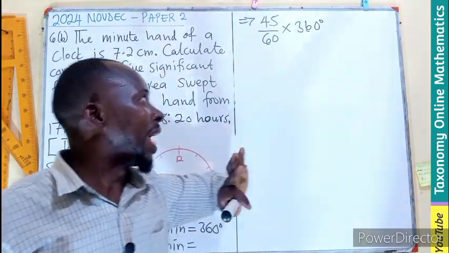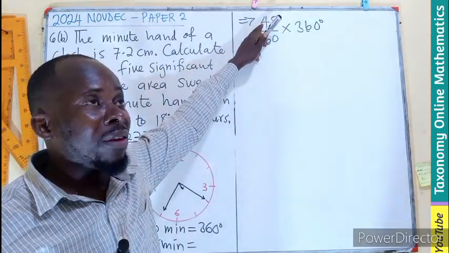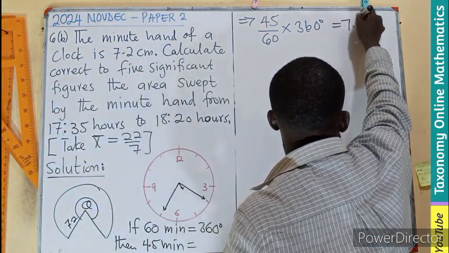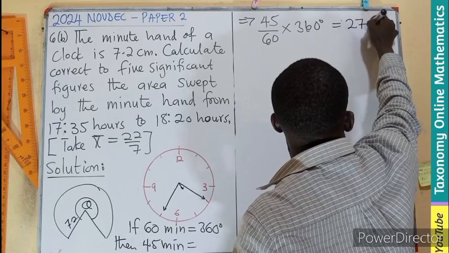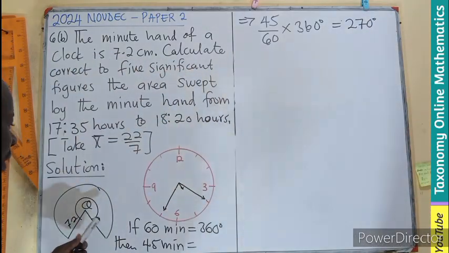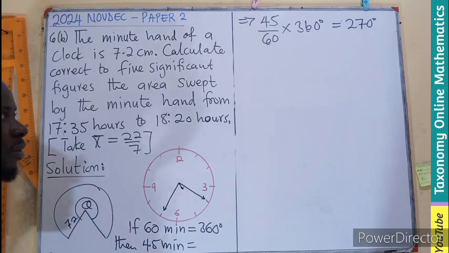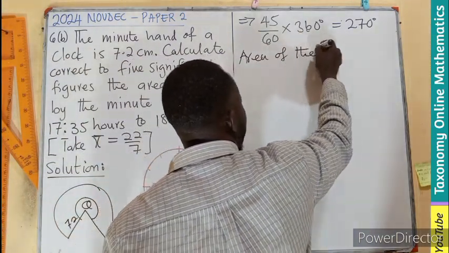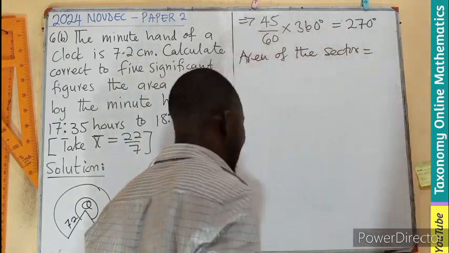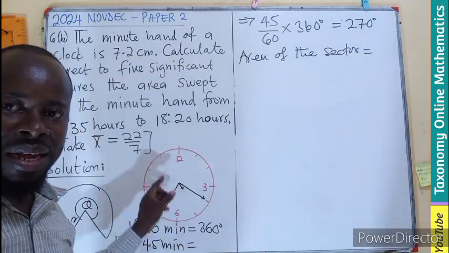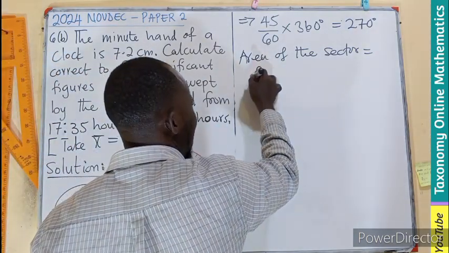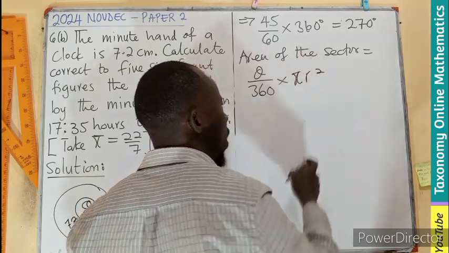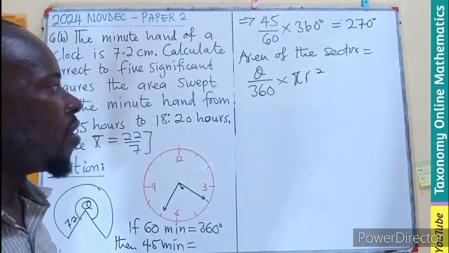This will be going here as 6 times. 6 times 40 is 240. 6 times 5 is 30. So we have 270 degrees. And that 270 degrees is the angle at the center here. So I am only going to say that the area of the sector, which in this case is the area swept by the minute hand, is given by theta over 360 times pi r squared, or better still, times the area of the circle.